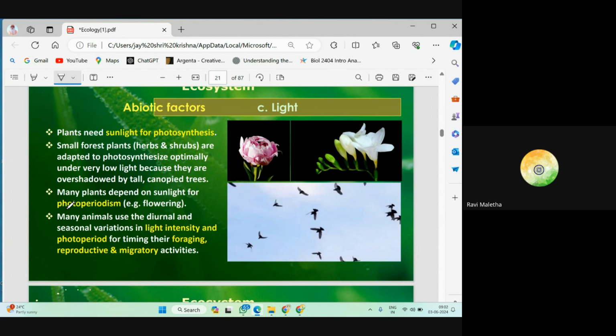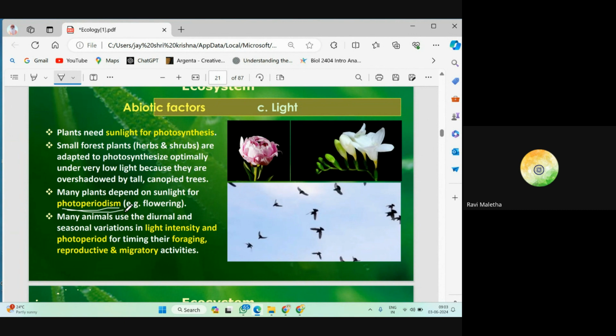Okay, this term you need to know: photoperiodism. What is photoperiodism? Plants depend on sunlight for flowering and many other things. For example, we all have a circadian rhythm in our body.